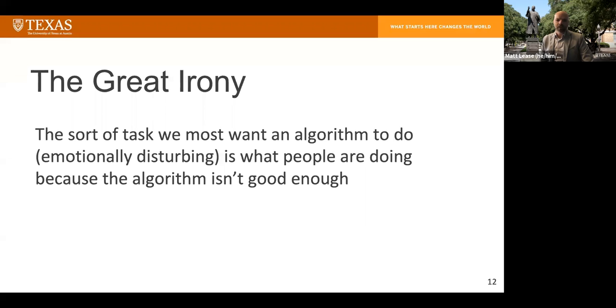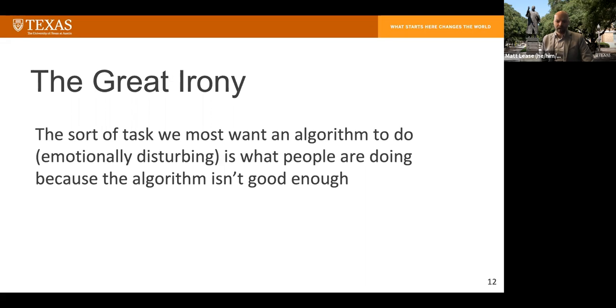So what struck me at the time was this great irony: we in human computation were so excited that suddenly we could use people in the loop to do this last mile where the AI falls short. Suddenly we have a task that's the last thing we want people doing because it's emotionally disturbing, but people are filling this void because the algorithm isn't good enough.